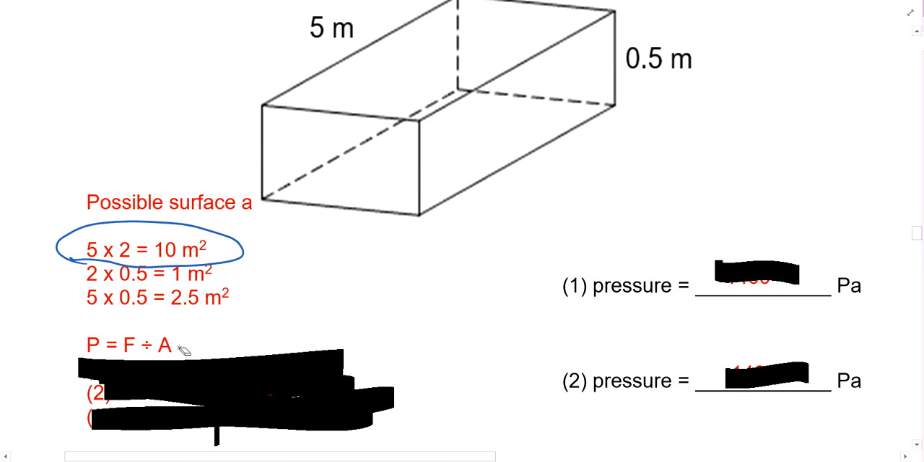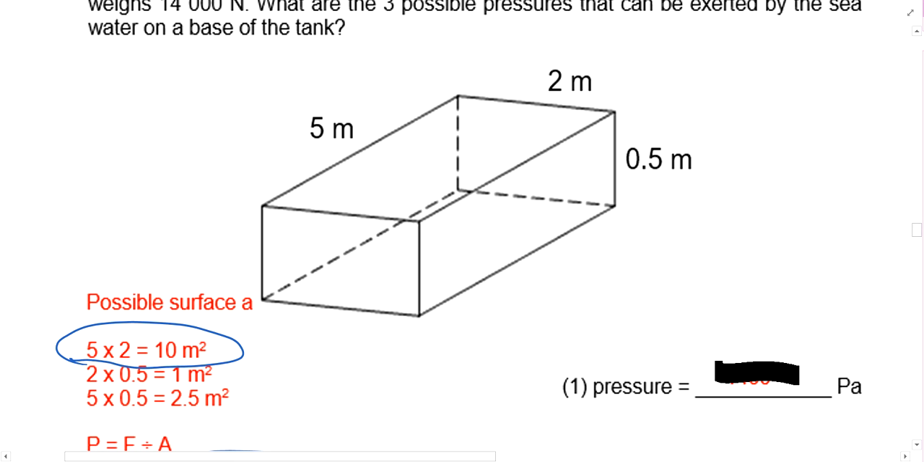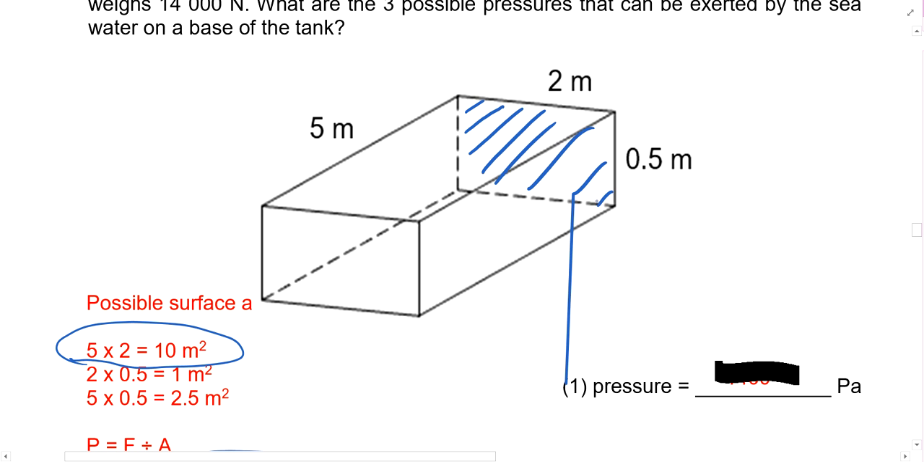So its corresponding pressure will be 1,400 pascals. That's the first configuration. The second possibility is if I take 2 times 0.5. So now this is my base. Okay, so this container, I rotate it. I let the blue color portion be in contact with the floor.